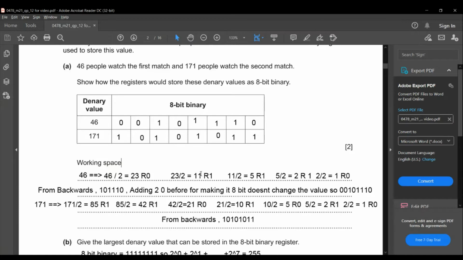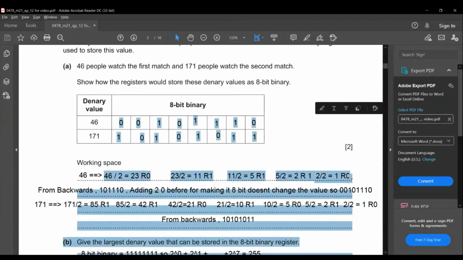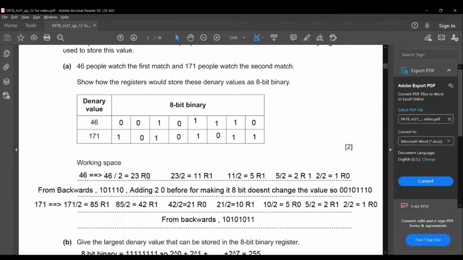23 divided by 2 is 11 with remainder 1. 11 divided by 2 is 5 with remainder 1. And 5 divided by 2 is 2 with remainder 1. At last 2 divided by 2 is 1, remainder 0. So we have to write the binary value from backwards. That is, you have to start with this one and go from here to here. You have to consider all the remainders. So it would be 101110.